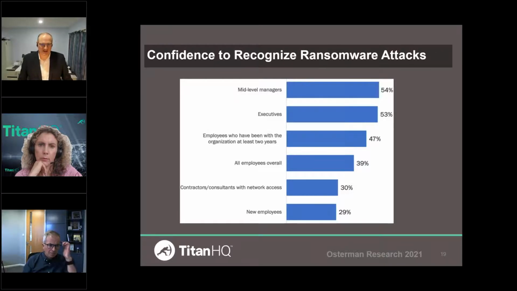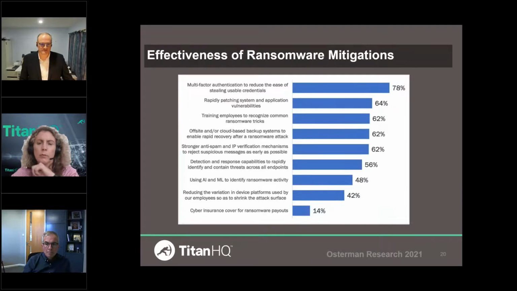Let's get that right. So the group that has the highest ability to recognize ransomware attacks were mid-level managers, followed by executives. The group with the least level of confidence was new employees. So there's a training and an onboarding process that's required to help new employees to the organization get up to speed.